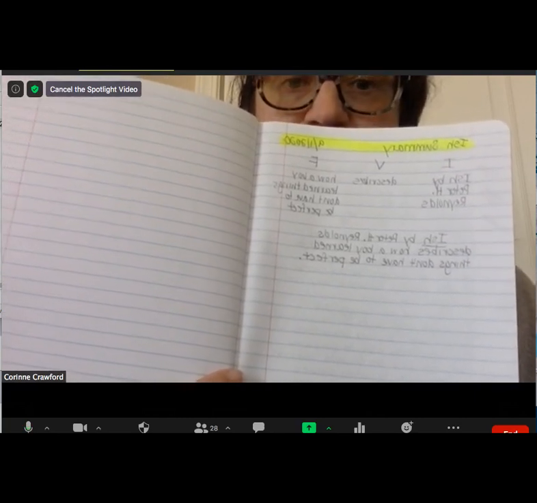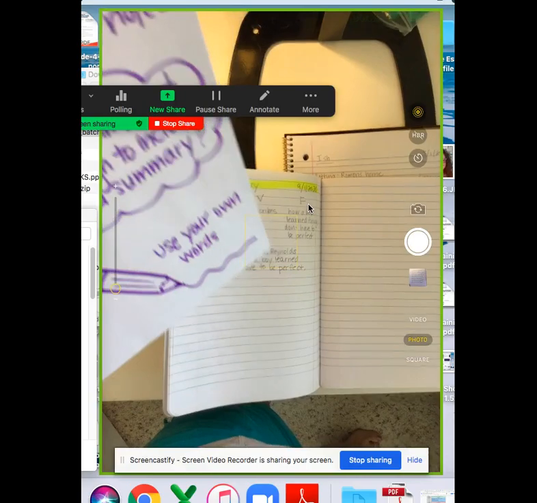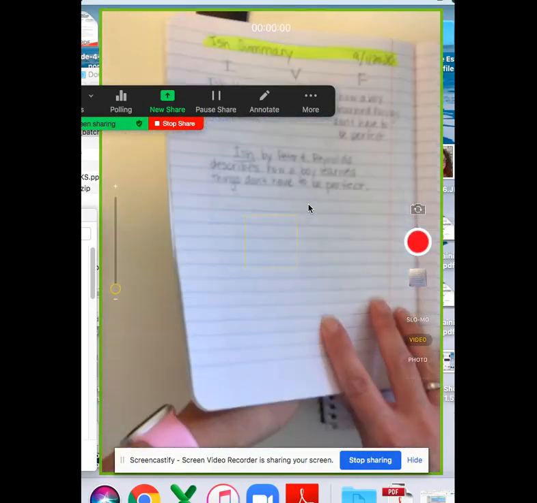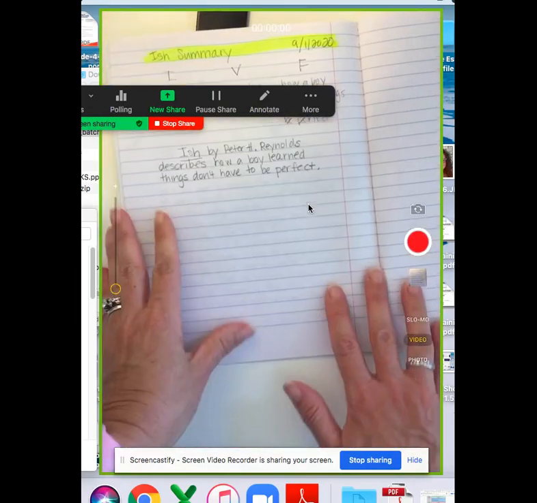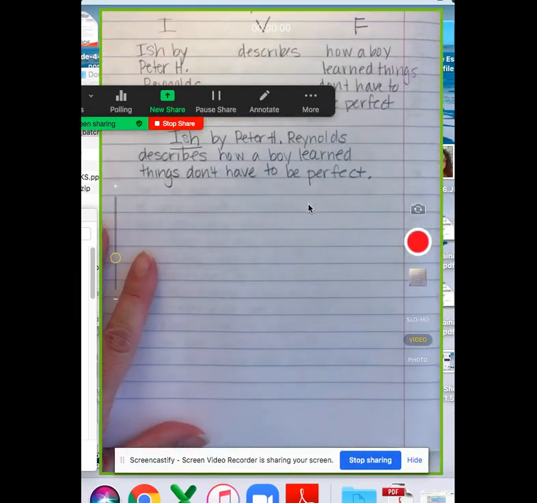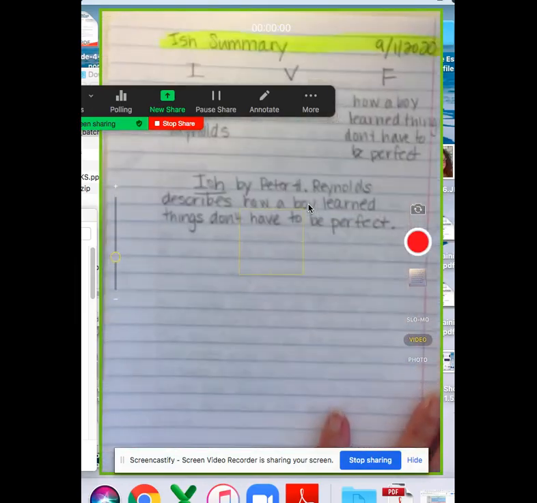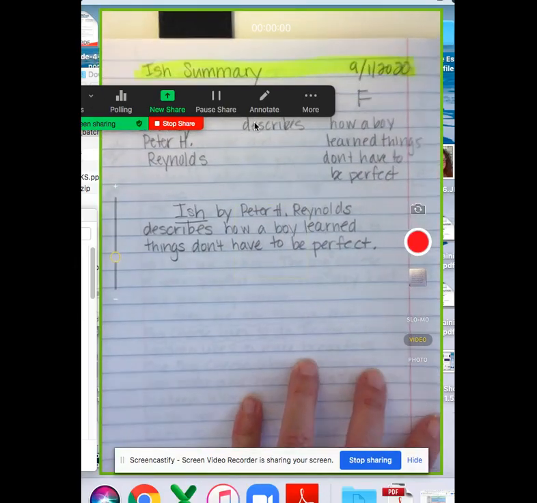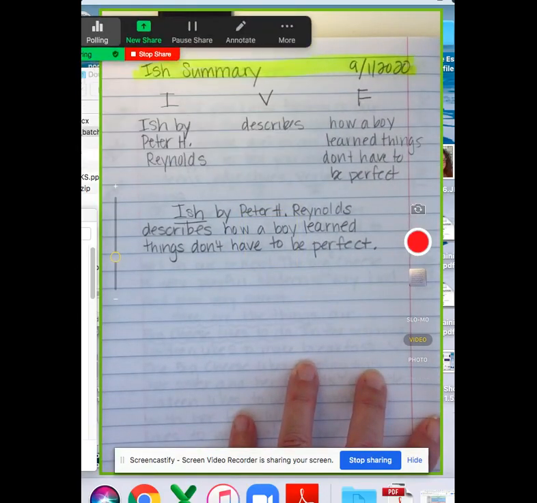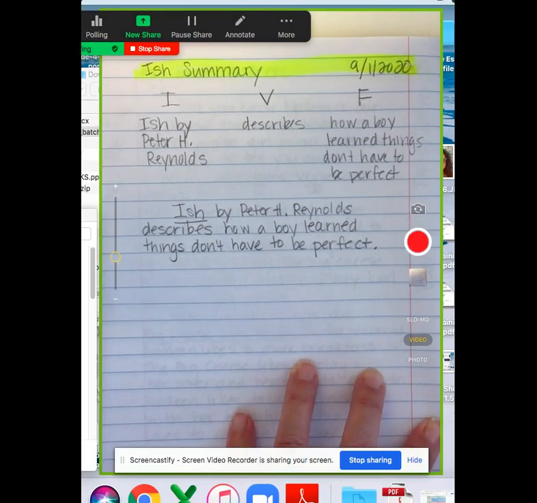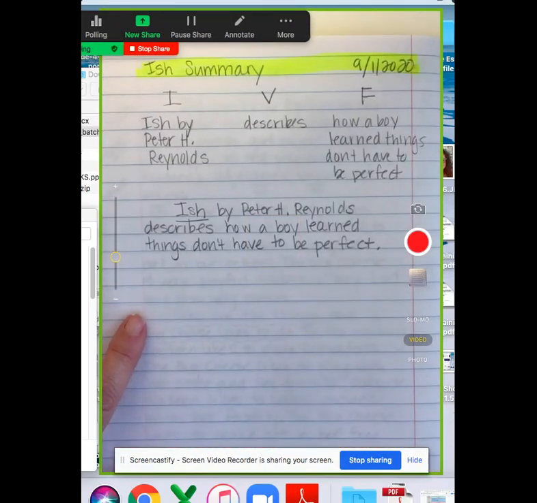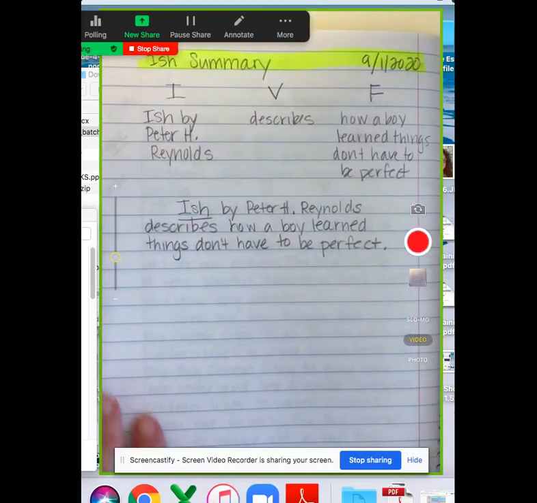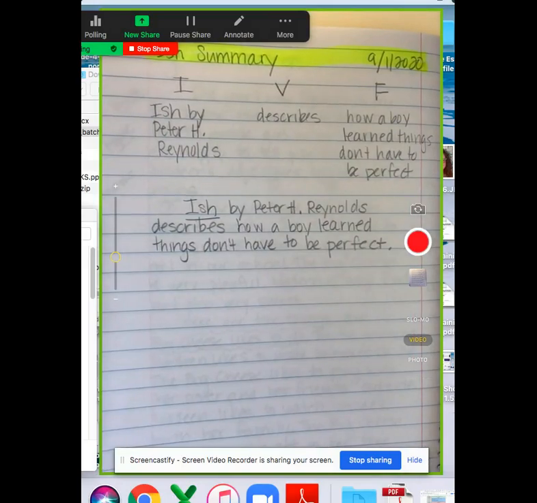Thank you, thank you. So Ish by Peter R. Reynolds explains a story about how a boy learned that not everything has to be perfect. Yes, excellent. So that was our IVF, and here we've got it from yesterday. We put it together. We started in chunks. The I is when we identified the story, the source. The V is when we chose a verb, and the F is when we finished the thought. Then we put it together into a sentence. Okay? So we're now doing the third step of our summary writing.